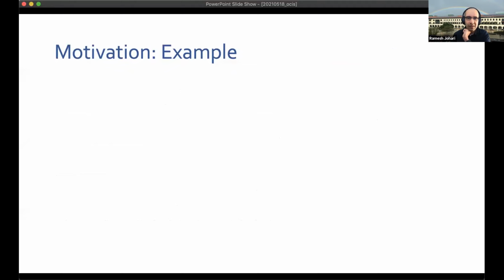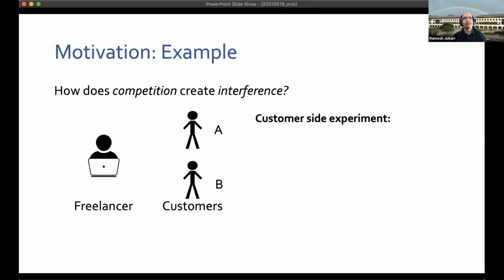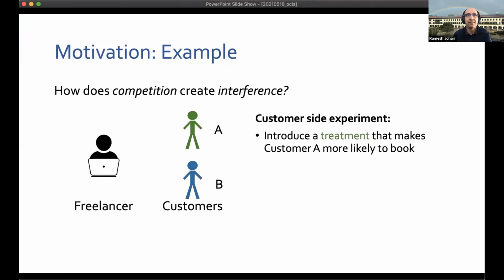So let me first motivate, just to make sure I ground everyone. This slide hopefully is going to feel very natural for people that come from a causal inference background. But I first want to motivate a little bit more this point about how competition can create interference. So for this purpose, we're going to look at a very simple market with just one freelancer and two customers. Okay. Now, suppose I have some new intervention where I think I can make customers more likely to book with this intervention.